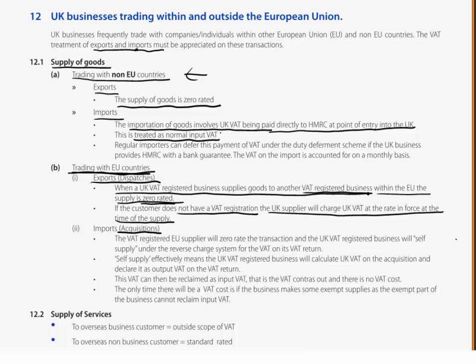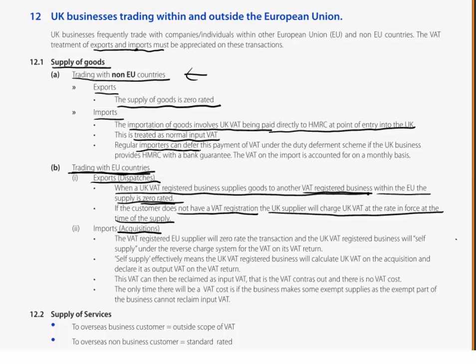We then record that 20,000 as input VAT, and on that basis can reclaim the input VAT against our output VAT, reducing the amount of VAT that we'll pay within the VAT return period.